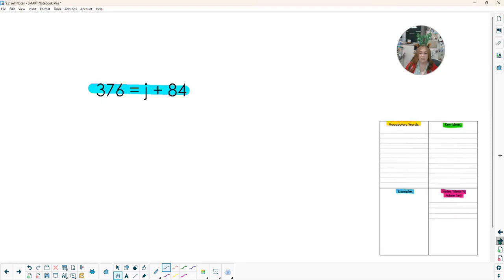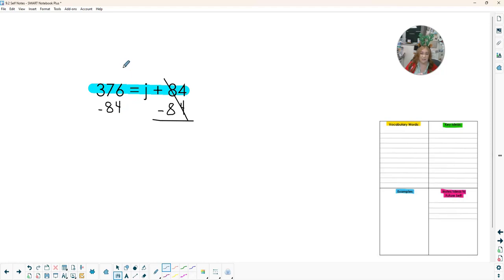376 equals j plus 84. So this time we want j by itself. So you can see it's on the other side of the equation. It doesn't matter. We follow the same steps. We're going to do the opposite to both sides. So we have positive 84. We got to move to the other side so j can be by itself. So we are minusing 84 on this side. That cancels out. And then if I do it to one side, I have to do it to the other.